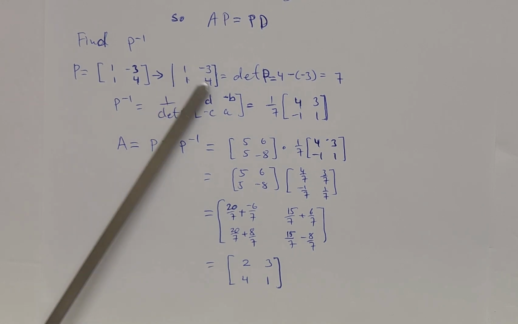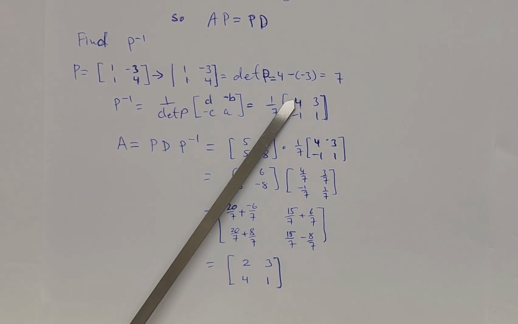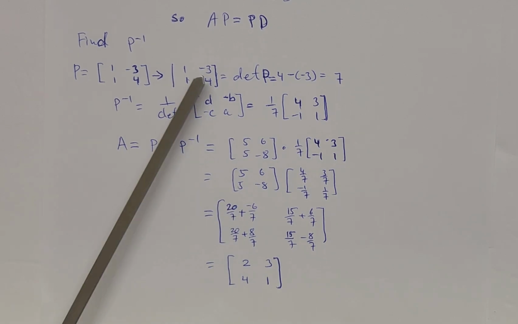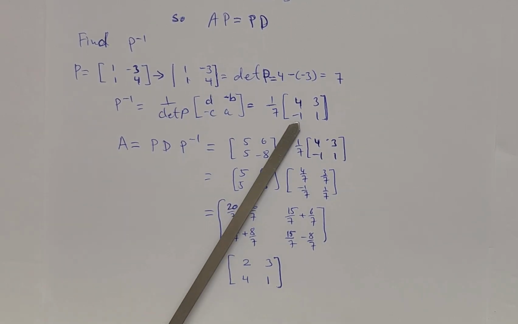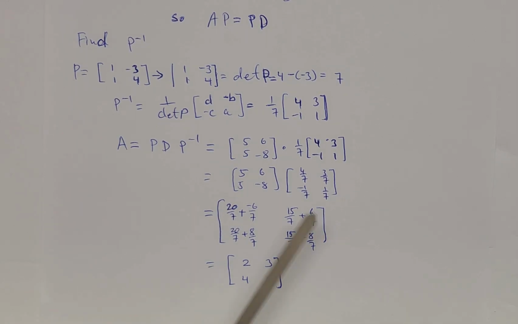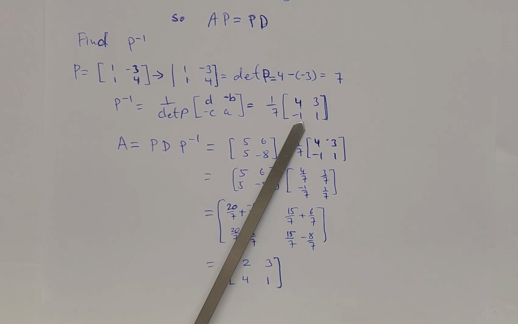So swap A and D. 4 goes here, 1 goes here. That's what I have here. The 3 gets an extra negative, so it becomes negative, and the other becomes -1. Now all we have to do is bring along this 1/7 to this matrix.